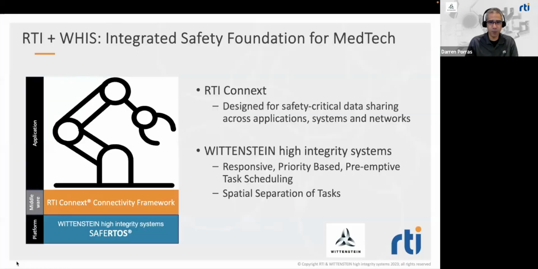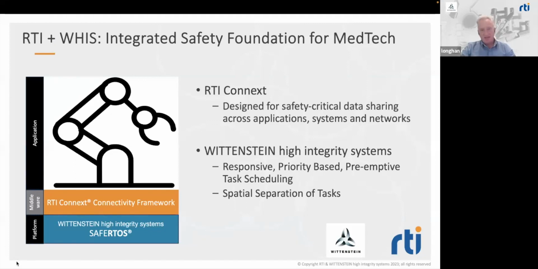So as Andrew and I both talked about, really these are foundations for safety and safety-critical systems. RTI and Wittgenstein provide these tools and technologies that enable and accelerate these transitions from prototype and systems to really the demands for what the industry is calling for today for safety critical and distributed data sharing and platforms.